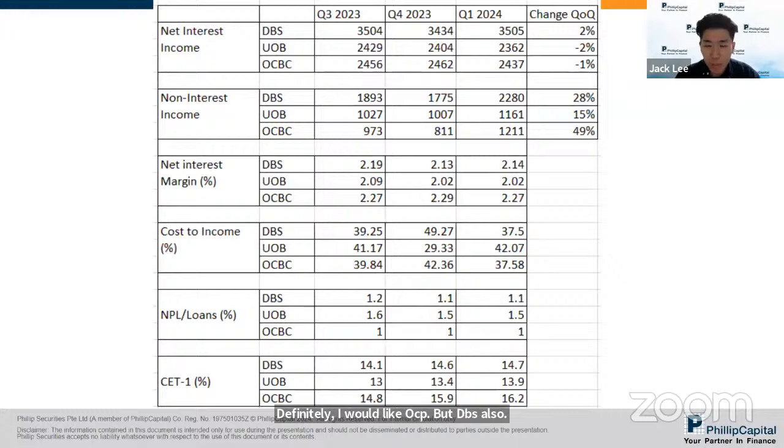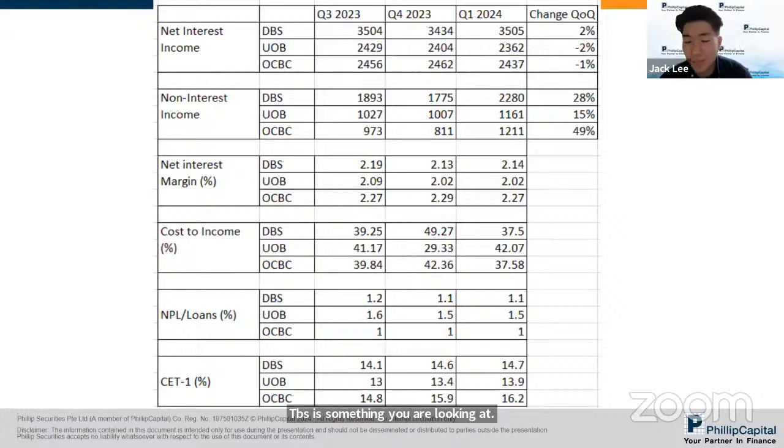For people who are more conservative and don't like volatility, DBS is a very good choice. It won't go very high, but it also won't drop below expectations. DBS is quite stable in terms of all the changes in net interest income, non-interest income, net interest margin, and all that. So if you like lesser volatility, definitely DBS is something you should look at.